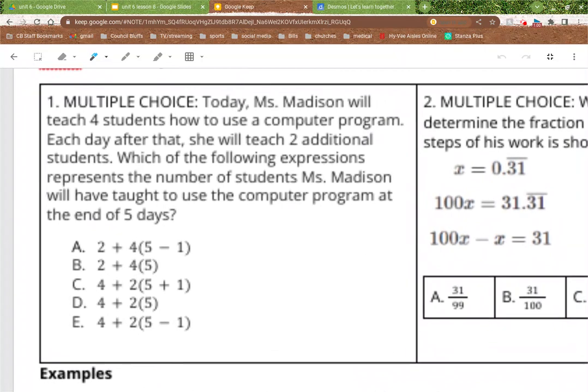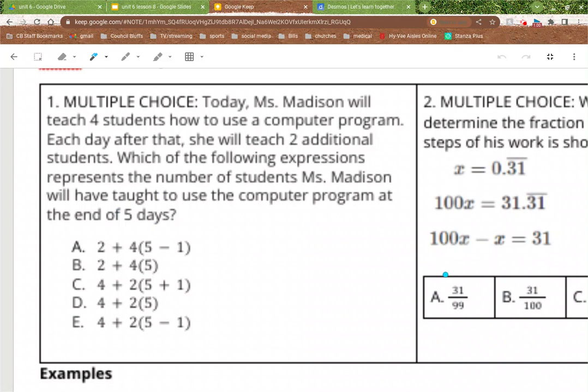All right, first one. Today, Miss Madison will teach 4 students how to use a computer program. Each day after that, she will teach 2 additional students. Which of the following expressions represents the number of students Miss Madison will have taught to use the computer program at the end of 5 days?